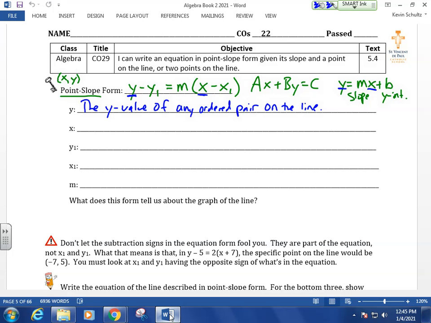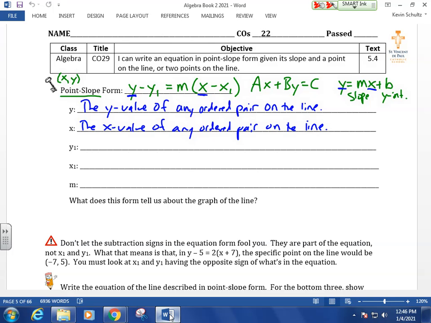And the x is very similar. It's going to be the x value of any ordered pair on the line. And just like the y, that x is going to remain an x when you write an equation in point-slope form. Every linear equation has to have an x and a y variable in it for the x and the y-axis. That y and that x, I've underlined in blue, are the ones that are going to stay y and x when you write the equation.